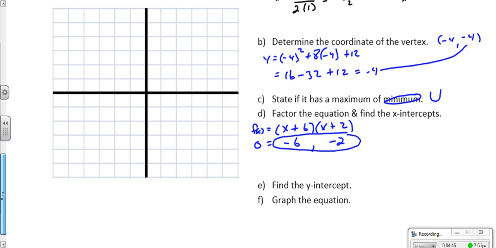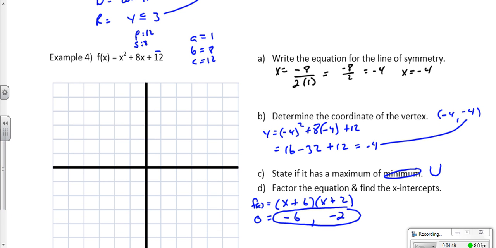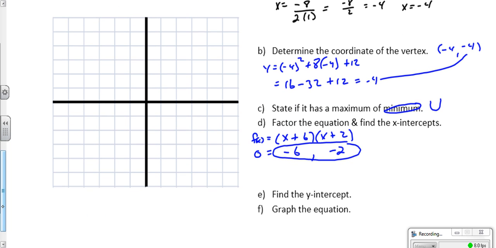Okay, what's the y-intercept? Now, this has not been mentioned yet, but the y-intercept is the constant. In other words, to find the y-intercept, you would plug a 0 in for x, which means this would cancel, and this would cancel, and you're left with 12. Nice quick thing to find. So the y-intercept is at 12.